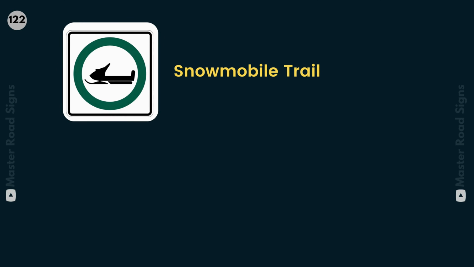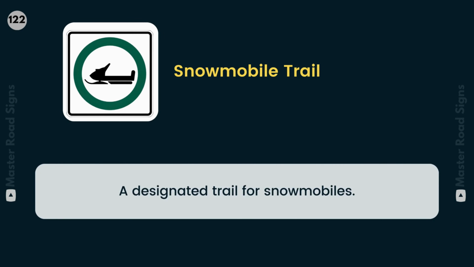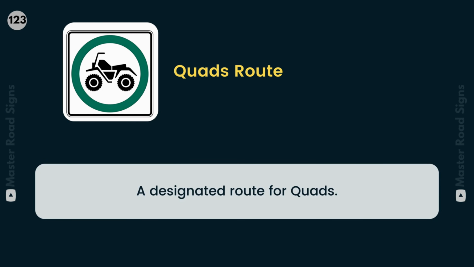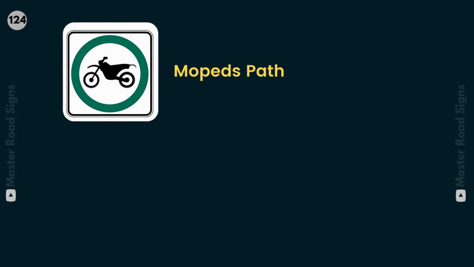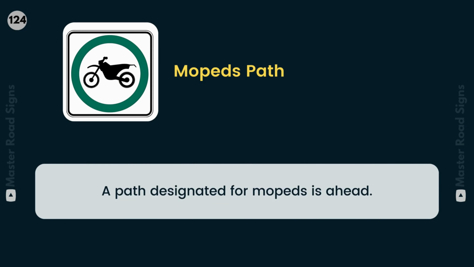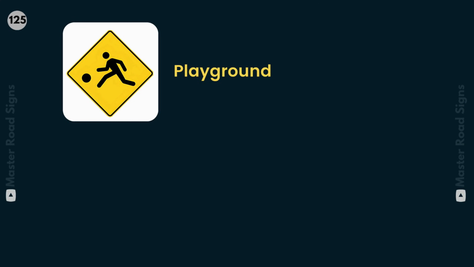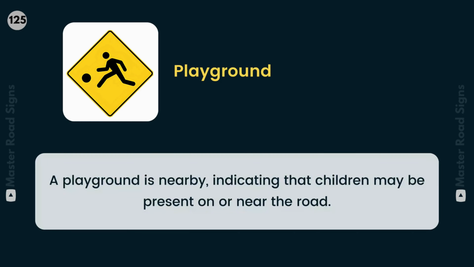Snowmobile trail sign. A designated trail for snowmobiles. Quads route sign. A designated route for quads. Mopeds path. A path designated for mopeds is ahead. Playground sign. A playground is nearby, indicating that children may be present on or near the road.